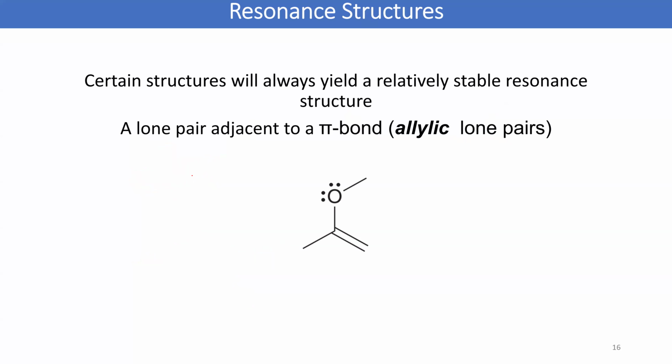All right, so let's look at some common patterns, because these are basically your red flags that you probably have a resonance structure. One of the ones I already mentioned is anytime you have a lone pair adjacent to a pi bond. They call that an allylic lone pair. Allylic basically means 1 bond away from a pi bond.